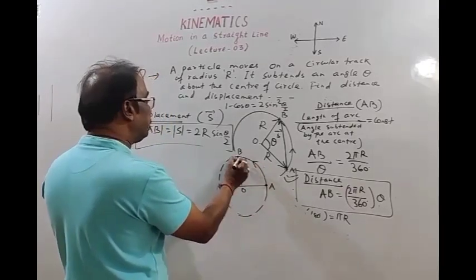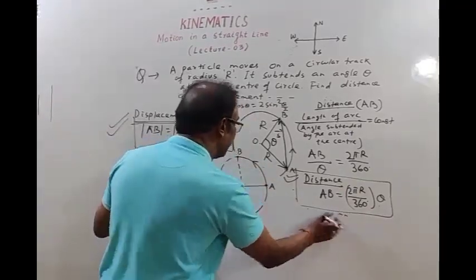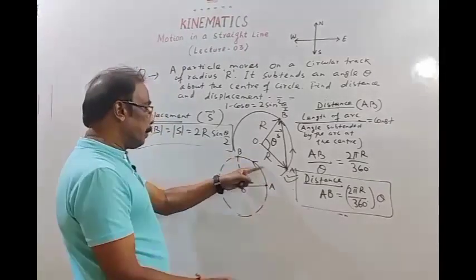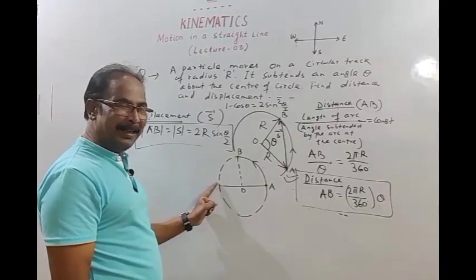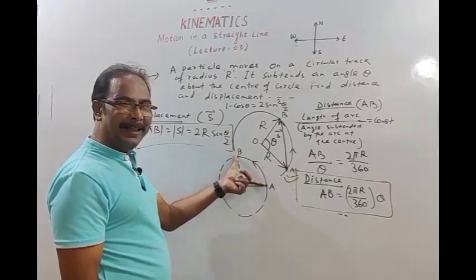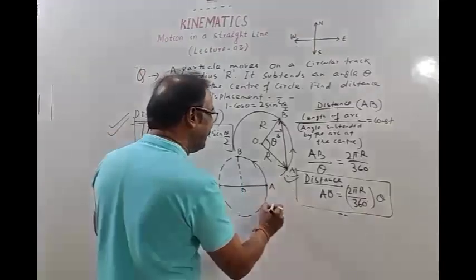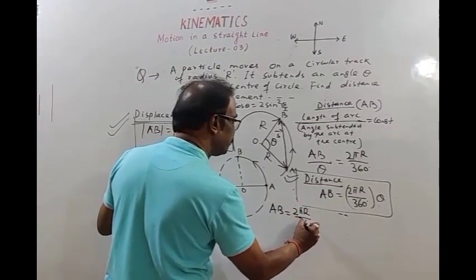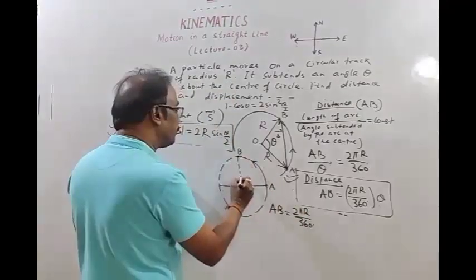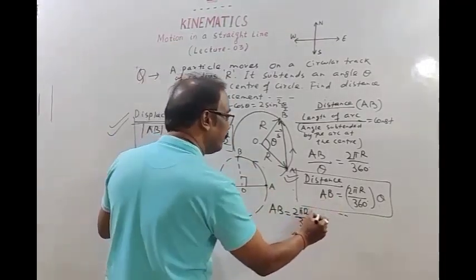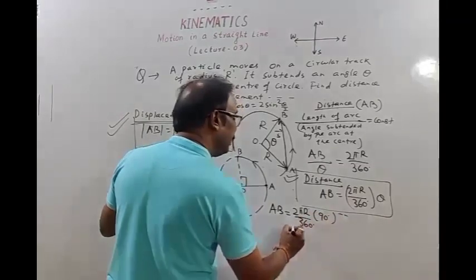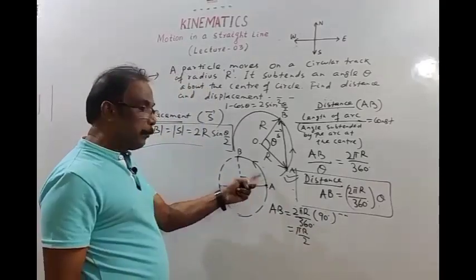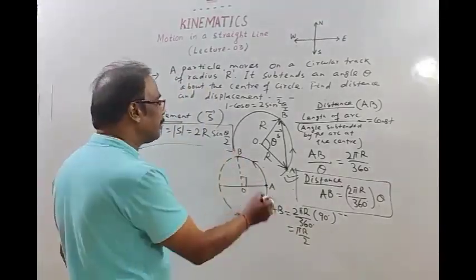So path length is AB, which means the distance AB, the length of the quarter circular path. For a semicircular path, path length is pi r. For a quarter circular path, it is pi r by 2. We know this. Length AB is 2 pi r divided by 360 degrees times theta, where arc AB subtends an angle of 90 degrees, so theta is 90 degrees. Then 2 pi r by 4, as we know, is the length of the quarter circular path.